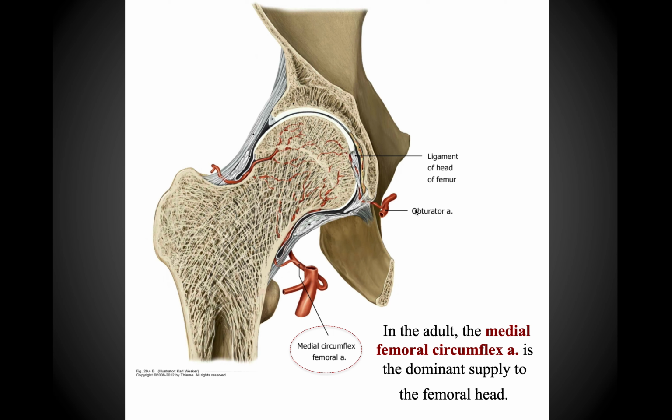Number one, the medial femoral circumflex artery is going to be the dominant supply to the femoral head, so it's going to be supplying virtually all of the head, with the exception of the location of the ligament of the head of the femur, which is right around the fovea of the head, and that's going to be supplied by a branch off the obturator artery. So compromise of either one of these two vessels is going to lead to avascular necrosis of the head of the femur.